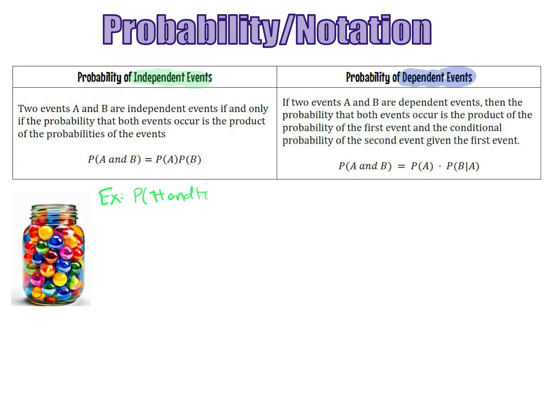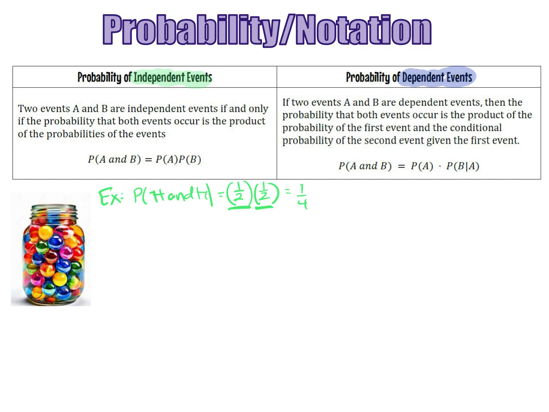So for example, if we were thinking about flipping a coin twice, the probability that we flip heads and then heads would be, what's the probability of flipping heads? 1 out of 2. And the probability of flipping heads the second time, 1 out of 2. So that probability would be 1/4. We would look at each of their probabilities separately and you would multiply them together because flipping a coin is an independent event.